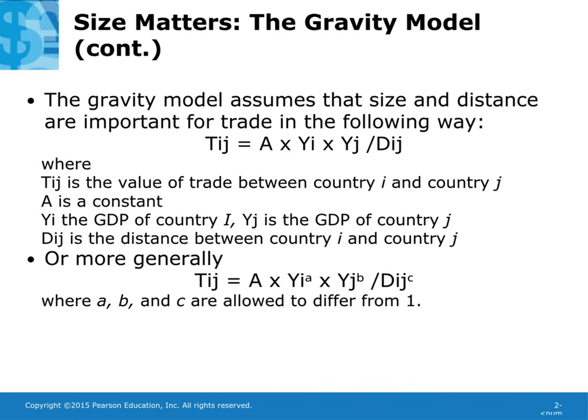Let's look into the equation. T represents the total value of trade between two countries. This value is calculated by taking a constant, A, and multiplying it by Y and Y, which are the GDPs of the two nations. Finally, we divide that total by D, which is the distance between them. This shows us that while a higher GDP increases trade, a greater distance decreases it.